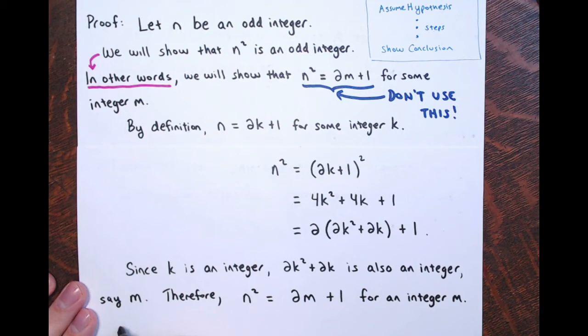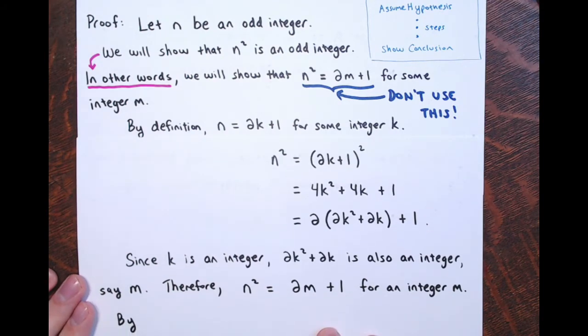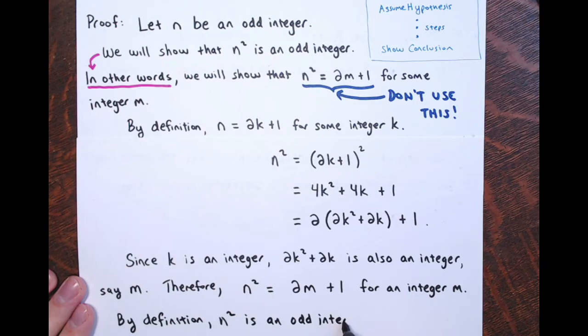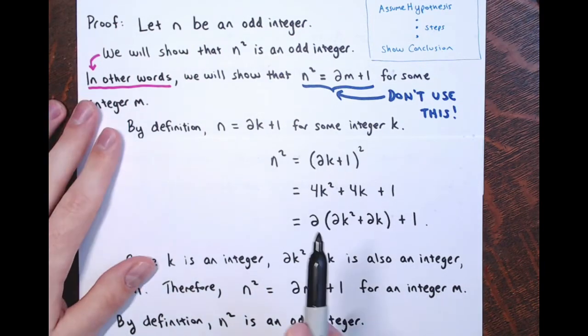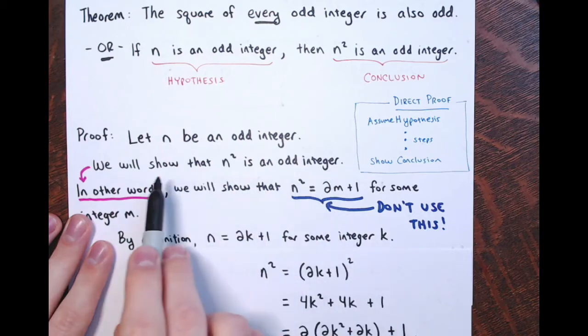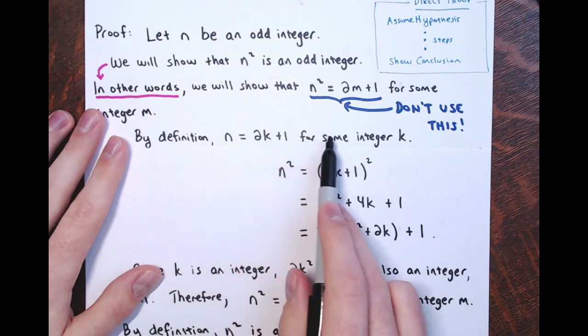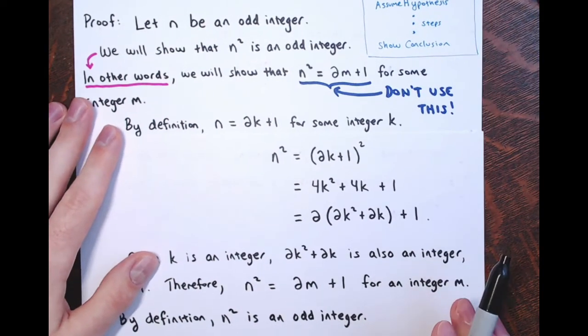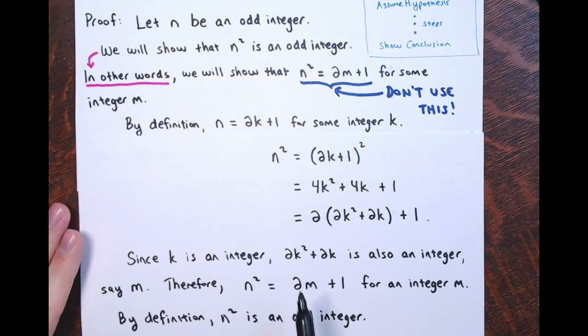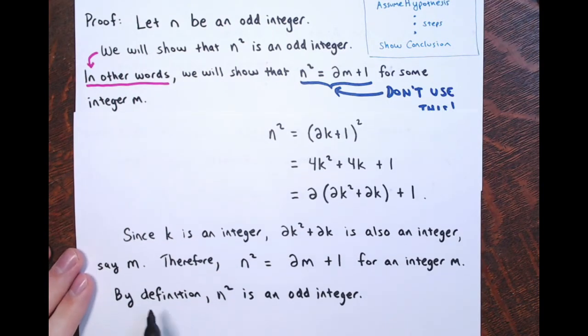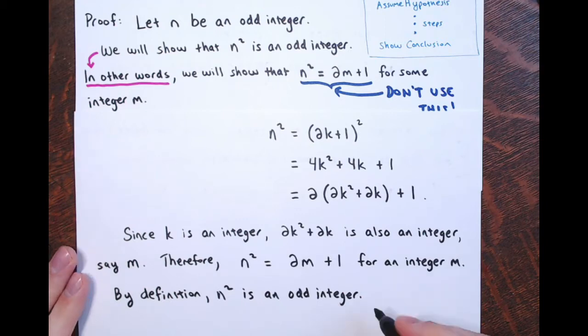By definition, n squared is odd. By the definition of what it means to be odd, n squared is an odd integer, and that is exactly what the conclusion was. That's what I said we were trying to show up here: we will show that n squared is odd. I started with the hypothesis that n is odd, and then through some algebra and the assumption that the integers are closed under multiplication and addition, we have shown finally the conclusion: n squared is an odd integer.